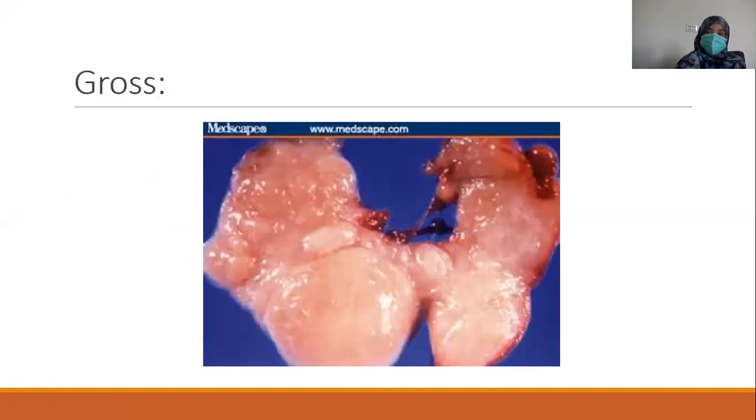So grossly, how does BPH look? You can see this is a big nodule, this is another nodule, this is a small nodule, and this is another nodule. So there are 4 nodules that you can see with a homogeneous consistency in BPH.